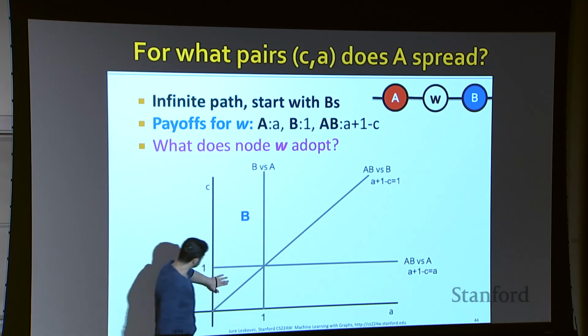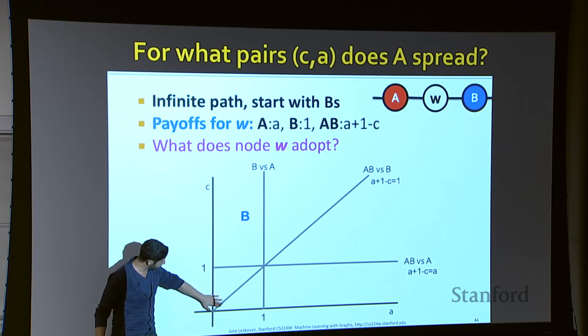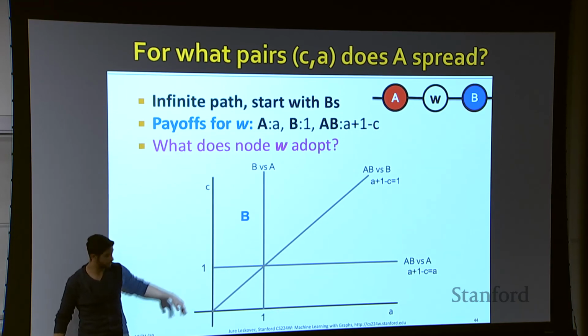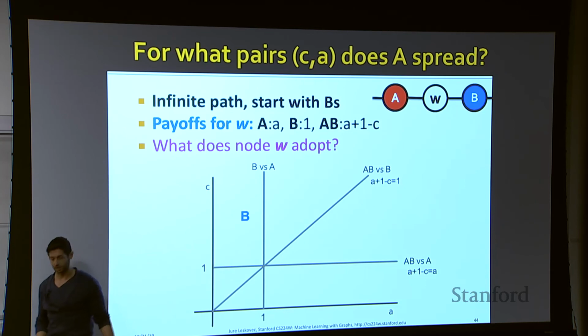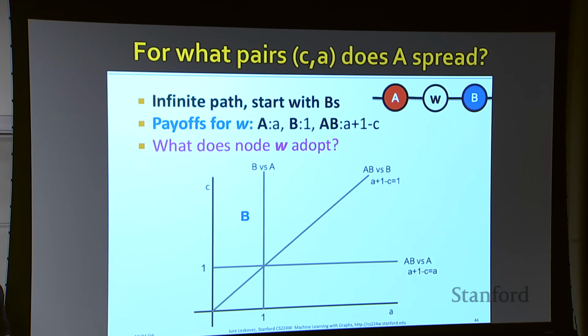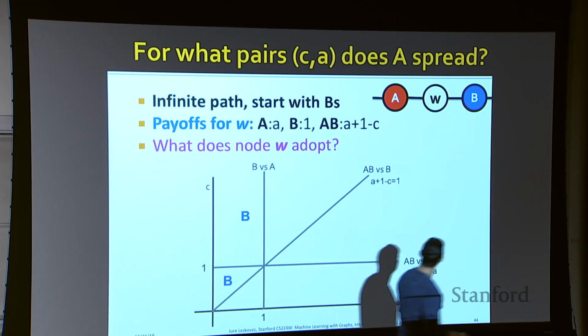Now, what do you think is here? The only difference is the cost goes below 1, but A is still bounded, still less than 1. What do you think is the choice that node W will be making in that case? Anyone want to give it a try? AB? B? AB? It's B. Okay, let's go through that so that you can see it.